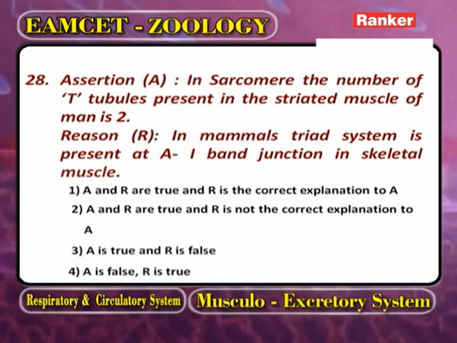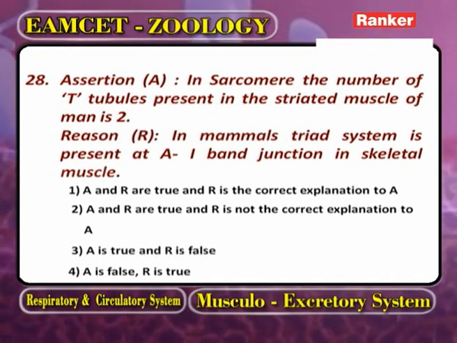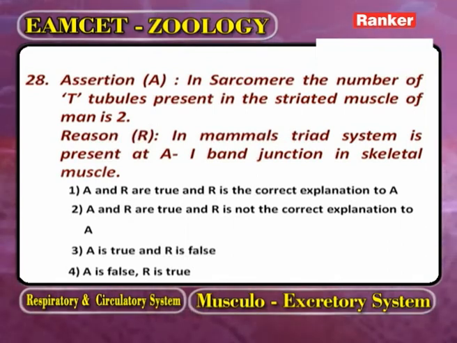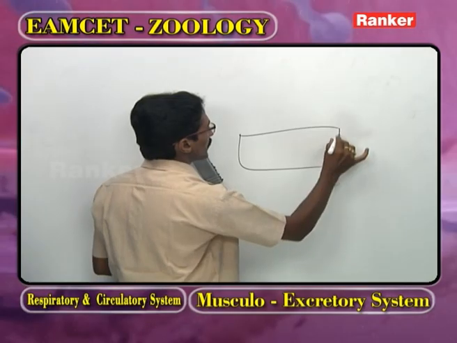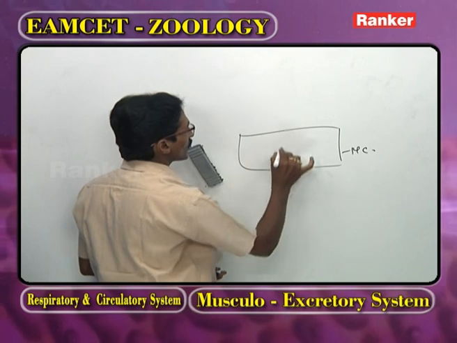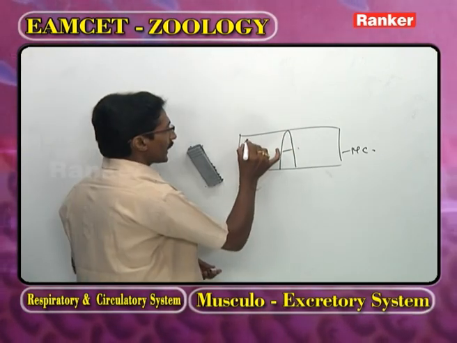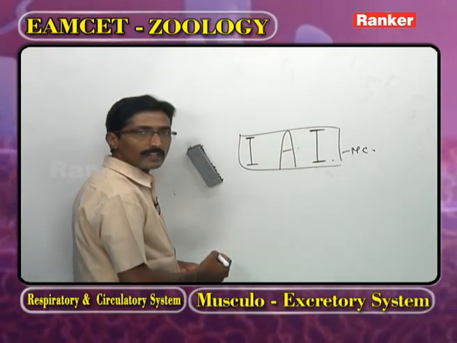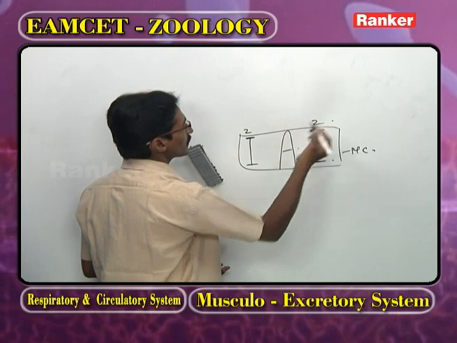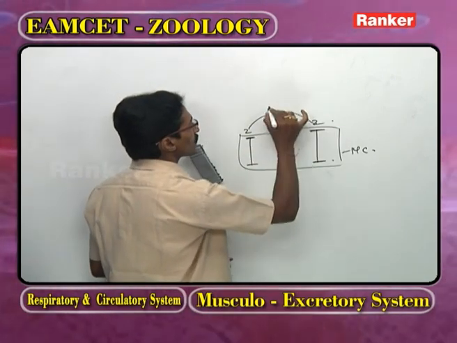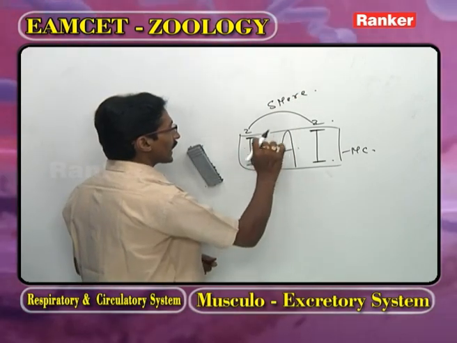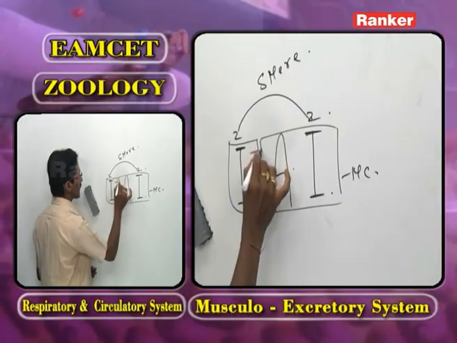In the sarcomere, the number of T-tubules present in the striated muscle of man is 2. Now this one we call the muscle cell, and this one we call the A band, and this one we call the I band. In the center of I, what is present? Z line. Between two Z lines, what is it called? The sarcomere.